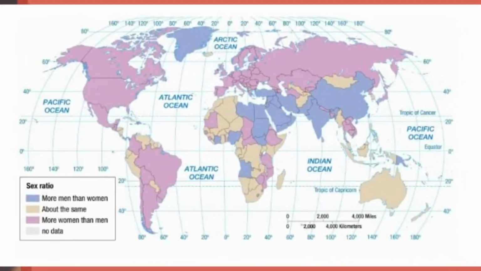If we look at this map of the world, more men than women in a society is shown in blue, about the same in a goldish tan color, and more women than men in that pinkish purple color. We can see countries that are developed typically have more women than men. And countries that have some sort of significant change or something happening in that society, we see more men than women.